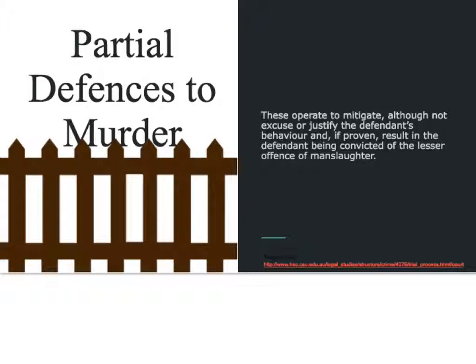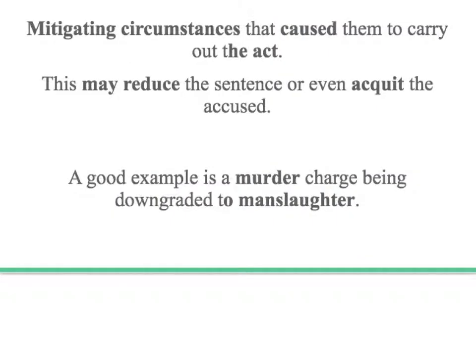Now, partial defences operate to mitigate, that is, reduce, although not completely excuse or justify, the defendant's behaviour. So, this is used to downgrade certain charges, such as murder to manslaughter. So, mitigating circumstances, this is the definition that caused them to carry out the act. This may reduce the sentence, very rarely will acquit the accused. So a good example again is murder to manslaughter.